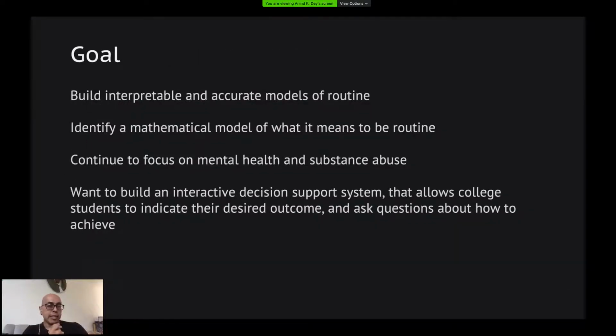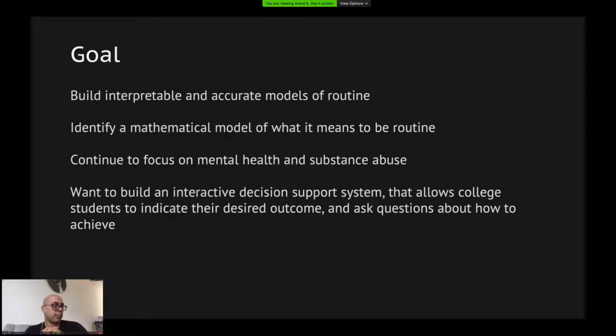So coming to the end here, our goal has really been to build interpretable and really accurate models of routines in general. And we're still working, I think it's my holy grail. I don't know if I'll ever get to it, but to come up with a really strong mathematical model of what it means to be routine and to have this measure of routineness. Our work is still going to focus on mental health and substance abuse. That's where a lot of our clinical partners are interested in.